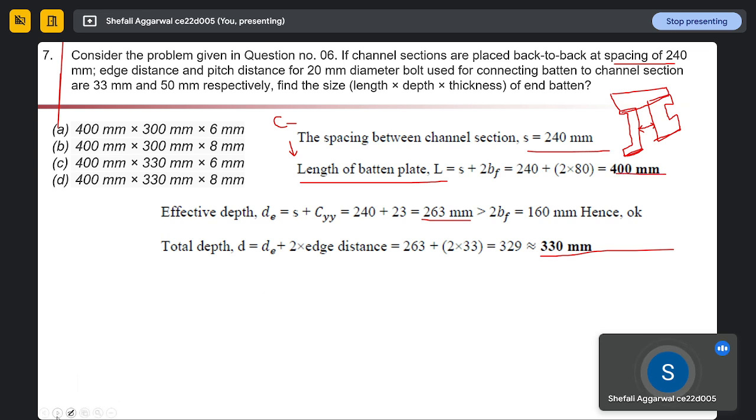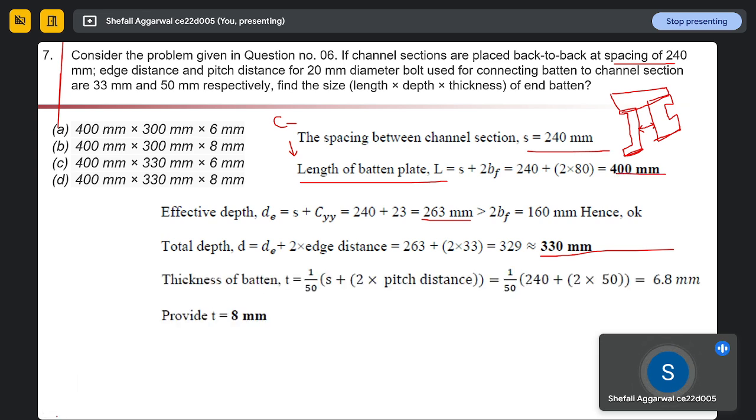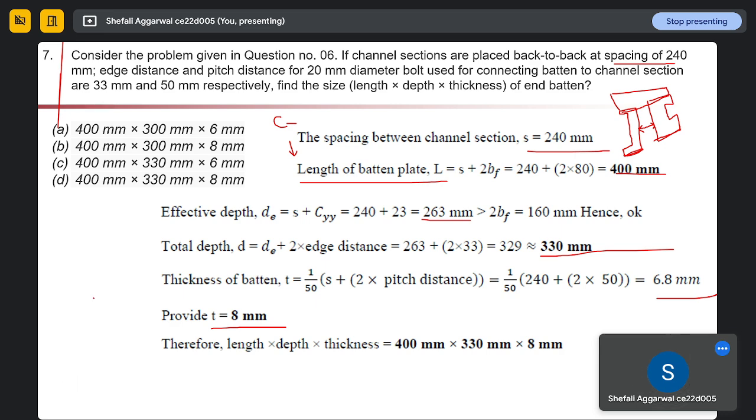Last is the thickness. So thickness of batten is given by 1/50 of S plus 2 into pitch distance. Calculating that, we are getting our thickness as 6.8. For the safe side, we are taking our thickness as 8 mm. So we should always take it greater than the one which we are getting. So from there, we can get the dimensions of our batten plate as 400 into 330 into 8 mm. Okay.